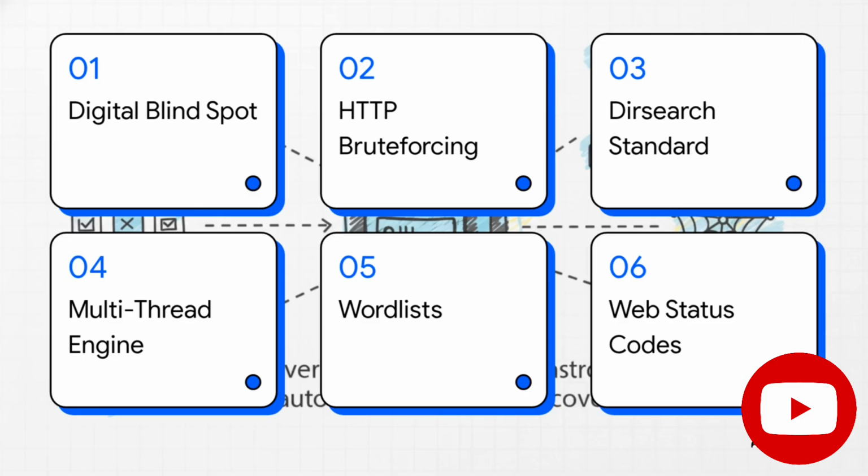Okay, let's dive right into this blueprint. We're going to deconstruct directory discovery from the surface layer all the way down to the software mechanics by looking at: 1. The digital blind spot. 2. HTTP brute forcing explained. 3. Dirsearch, the gold standard. 4. The multi-threaded engine. 5. Word lists. And 6. Decoding web status codes.